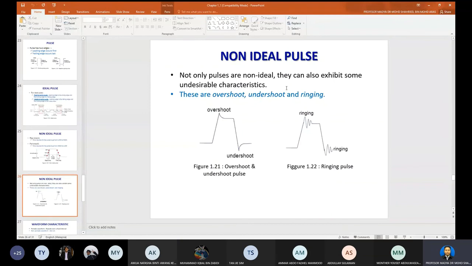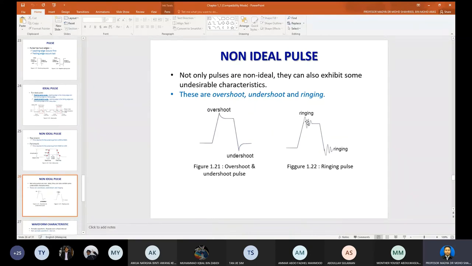Another non-ideal pulse. When you zoom out, some of the pulses will be like this. We have the overshoot here. It's not ideal like a smooth trapezoidal. Normally in real time, maybe we have the overshoot here, and also maybe we have undershoot here, or some of the pulses maybe have the ringing. We have the ringing here.